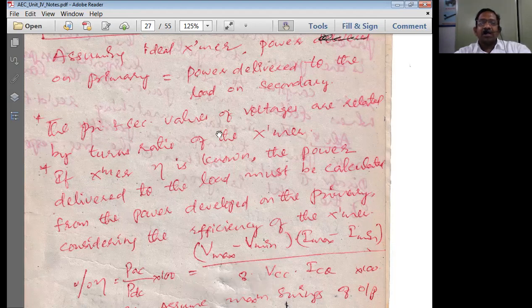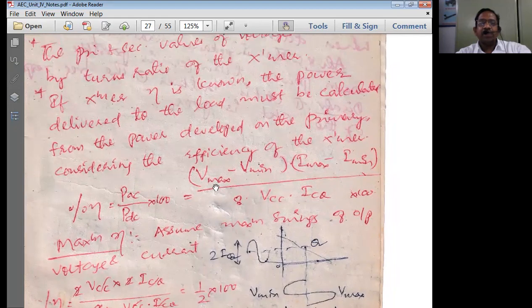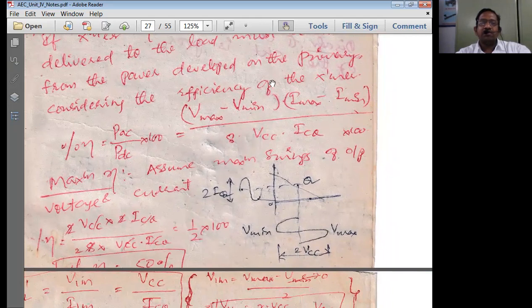So the primary and secondary values of voltage are related by the turns ratio of the transformer, right? It is not just by the resistance, it is by the turns ratio. So you should know the formula for turns ratio, which we discussed already in the earlier session. Now, if efficiency is known to us, then the power delivered to the load must be calculated from the power developed on the primary, considering the efficiency of the transformer. So first of all, how much power is developed on the primary should be delivered onto the secondary, right? So therefore, you should know the basic efficiency formula.